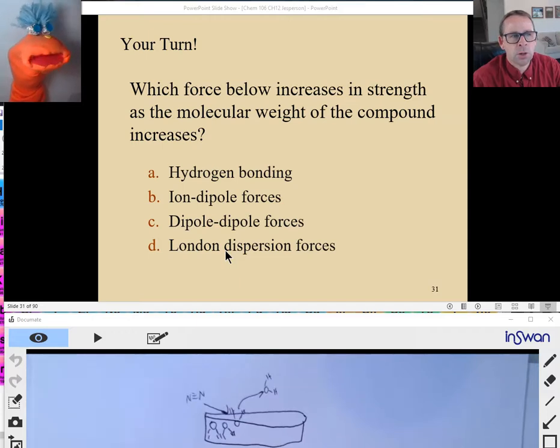Yeah, because those are just induced dipole. They're very momentary, very transient, right? Short-lived. That's right. So dipole forces, if the compound is big, that dipole force doesn't change necessarily. Ion dipole forces, same thing. Hydrogen bonding, same thing. London forces really is the one that depends on the molecular weight.